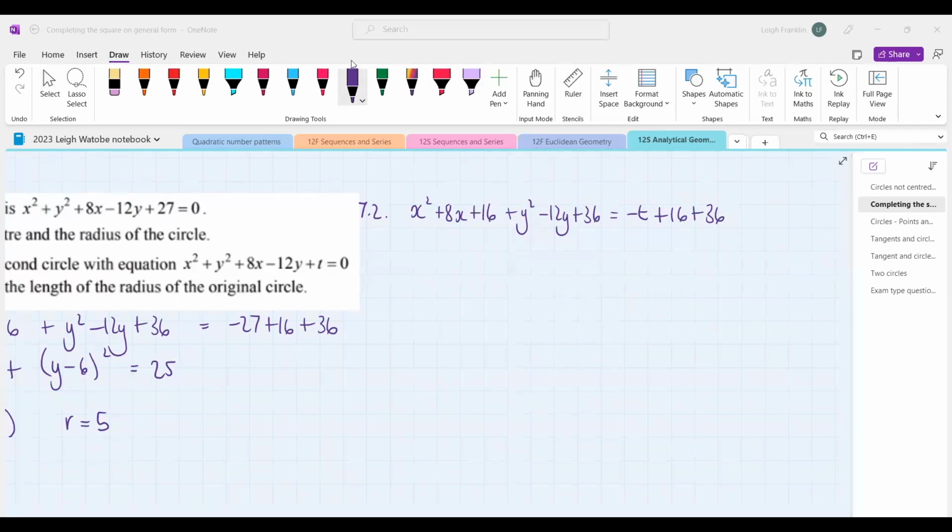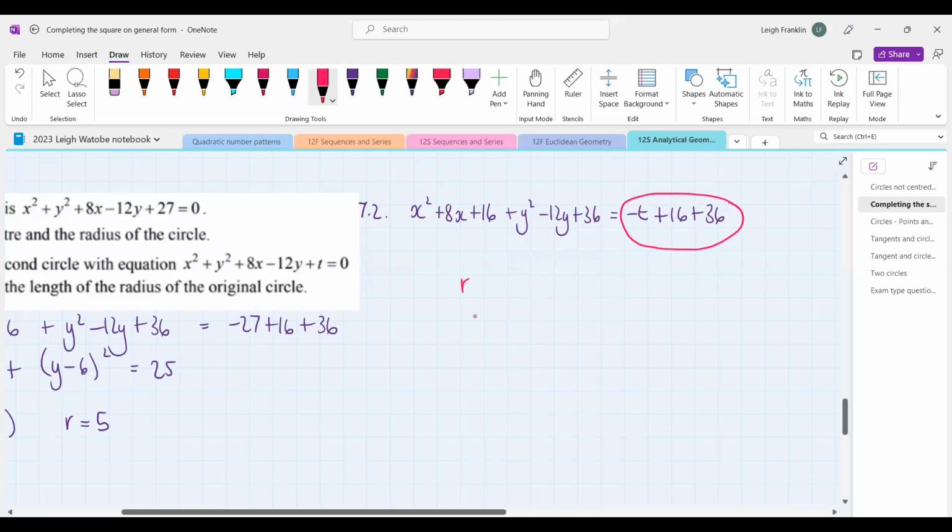So my question to you is, Lidwina, I see you've got your hand up, what does minus t plus 16 plus 36 represent? Ma'am, it represents r squared. Good. So r squared is minus t plus, and then 36 and 16 is 52, isn't it?